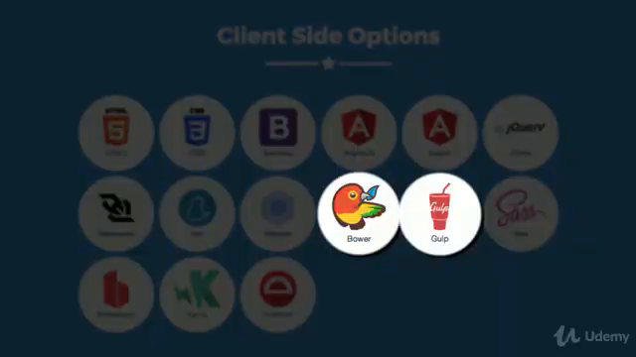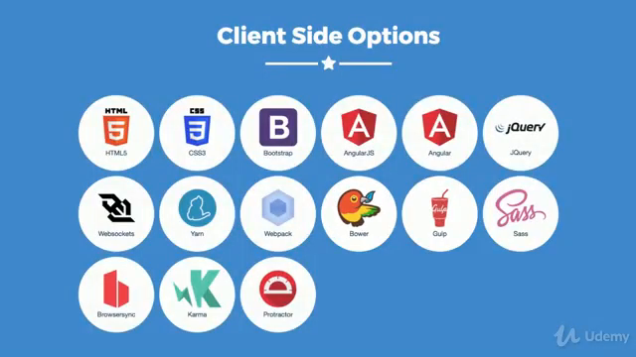Bower and Gulp, I just want to mention them, but we're not going to use them. When we generate our applications, we are asked if we want to use the new Angular, and with that Angular comes Yarn and Webpack. The old AngularJS applications used Bower and Gulp. Bower is just a package manager for the web. Gulp gives us the ability to automate and enhance our workflow, defining different tasks.